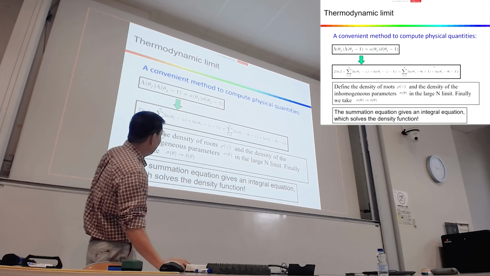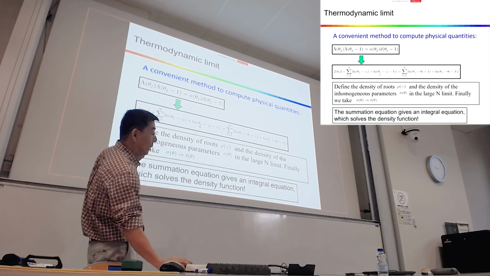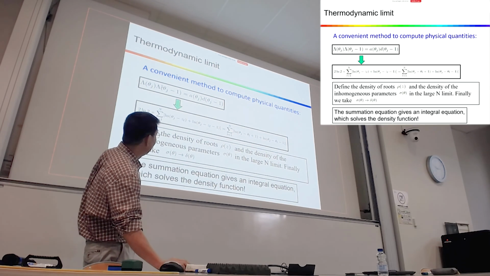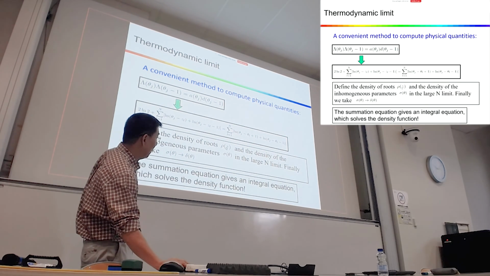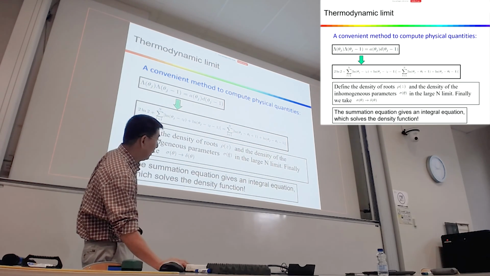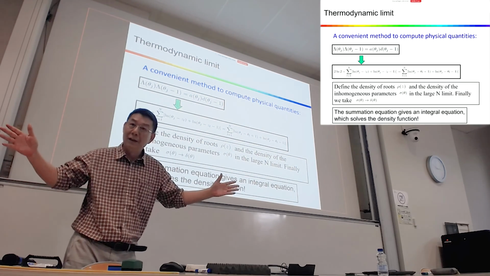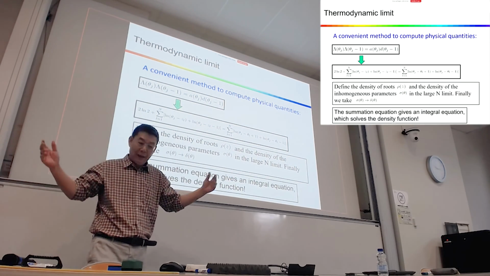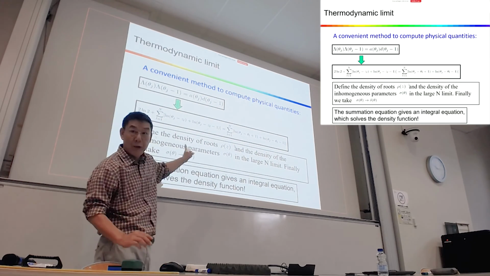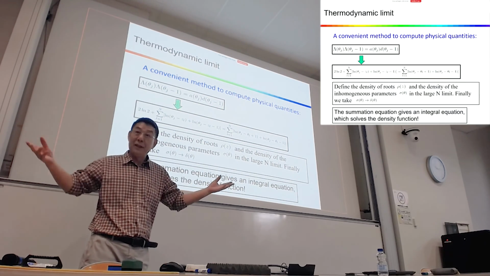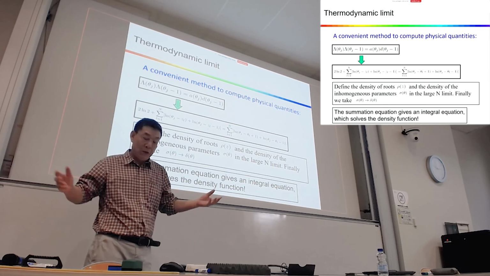Okay, so here we can just define the roots of Z, the lambda, to be rho Z. And we can also define the density of the inhomogeneous parameters, right? And then we can get a convolution integral equation. So with Fourier transformation, we get the spectrum of.